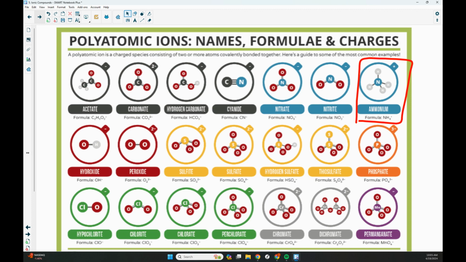Here's a photo showing some other ionic compounds. Don't need to get too into that right now.